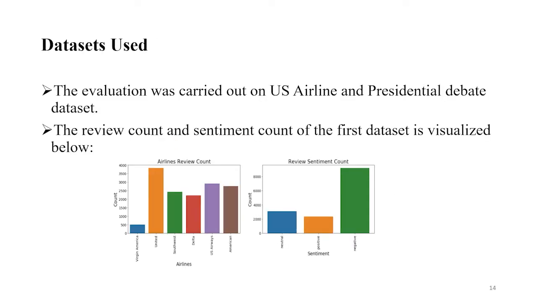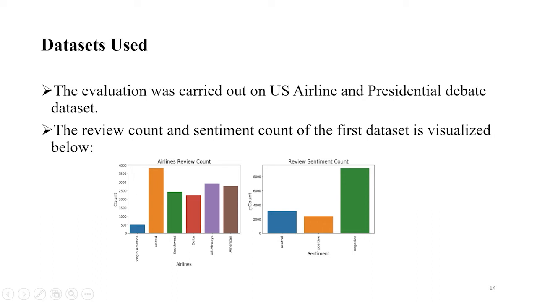Then the next point is the data sets used for this study. There are two data sets used here, the US airline and presidential debate data sets. So here is the review count and sentiment count of the first data set. Here we can see the airline review count. On the x-axis there are different airlines mentioned, and the count, the number of passengers who have given the comments, is on the vertical axis.